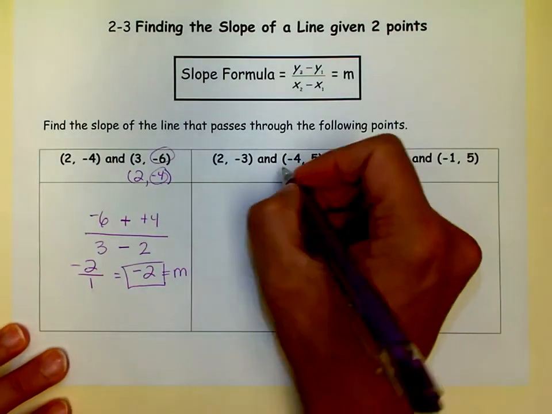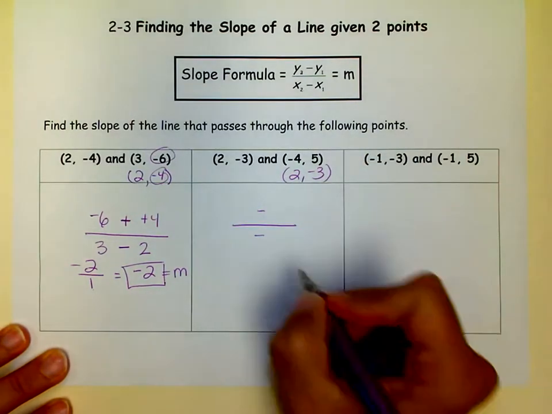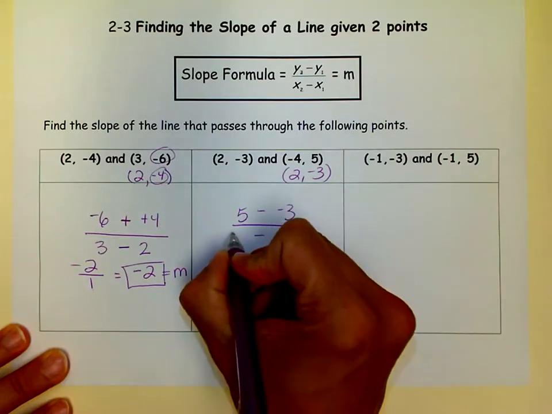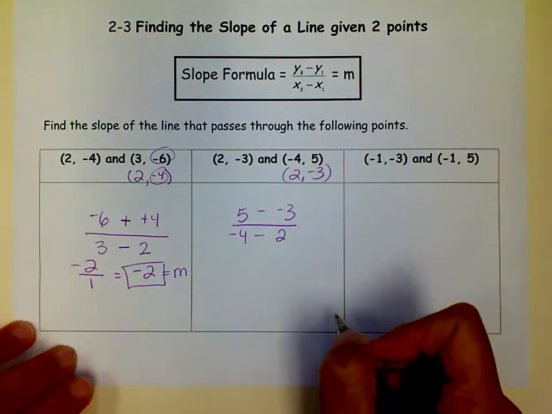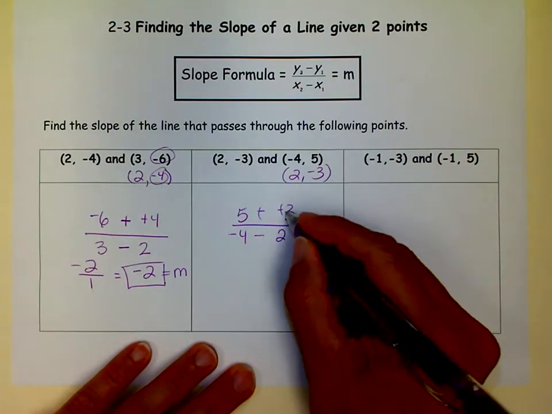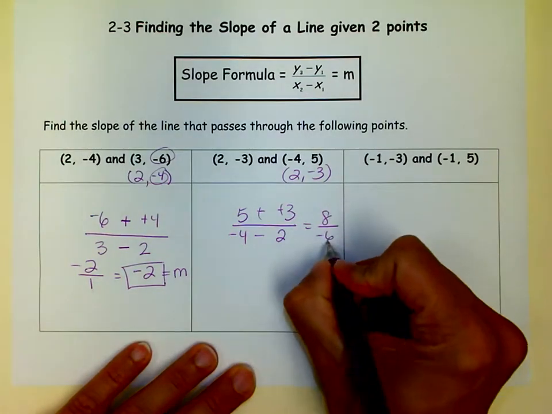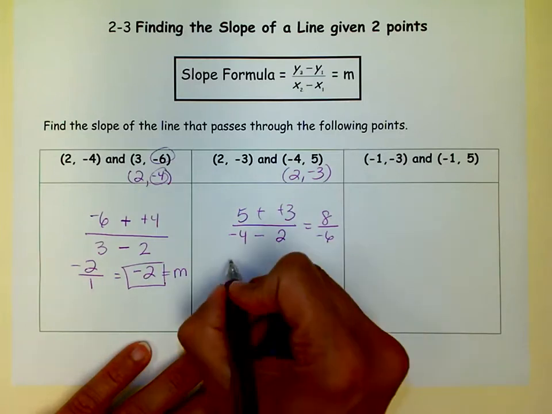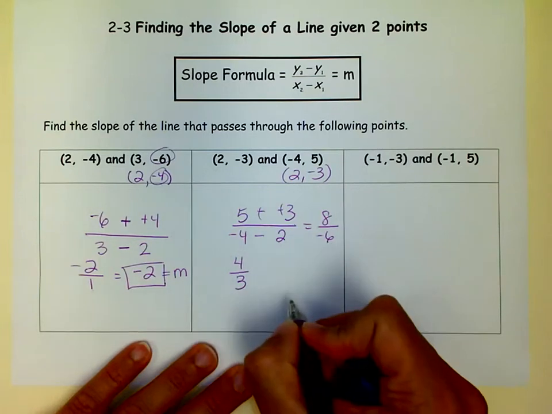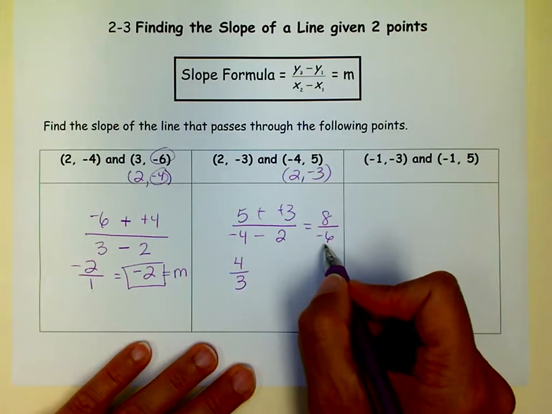Okay, let's try it again. So first I have them write like this, then I have them write their formula. And then I say 5, negative 3, and negative 4 and 2. And again, we've got 2 negatives that make a positive. So 5 plus 3 is 8. Negative 4 minus 2 is negative 6. So we need to reduce that. And when we reduce that, 2 goes into both of those evenly. So we have 4/3. Notice the 6 was negative. A positive divided by a negative is a negative.